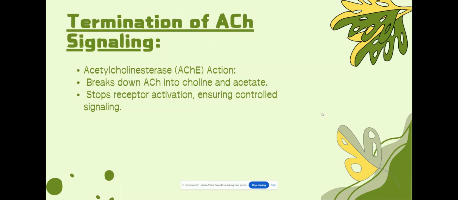Termination of the acetylcholine signaling pathway. Acetylcholinesterase breaks down acetylcholine into choline and acetate, and this stops receptor activation, which ensures controlled signaling.